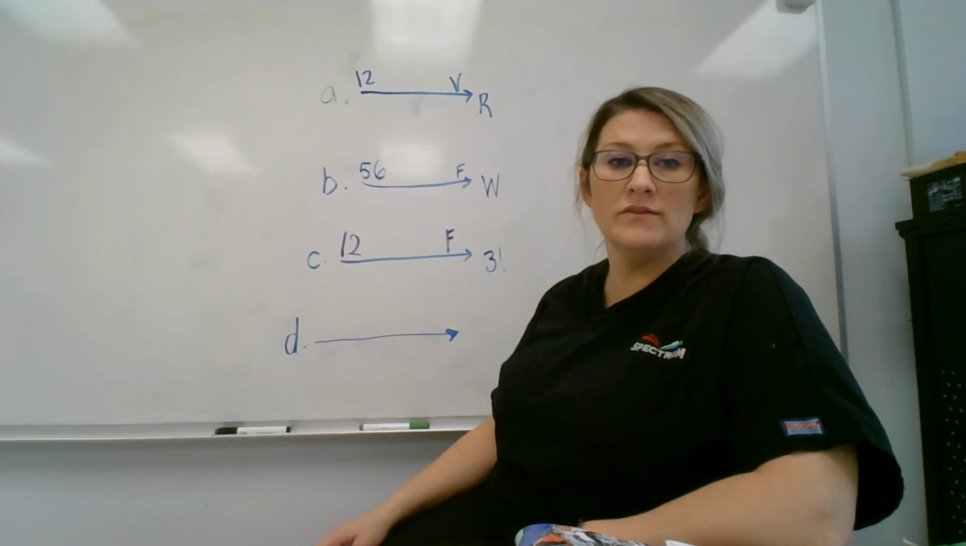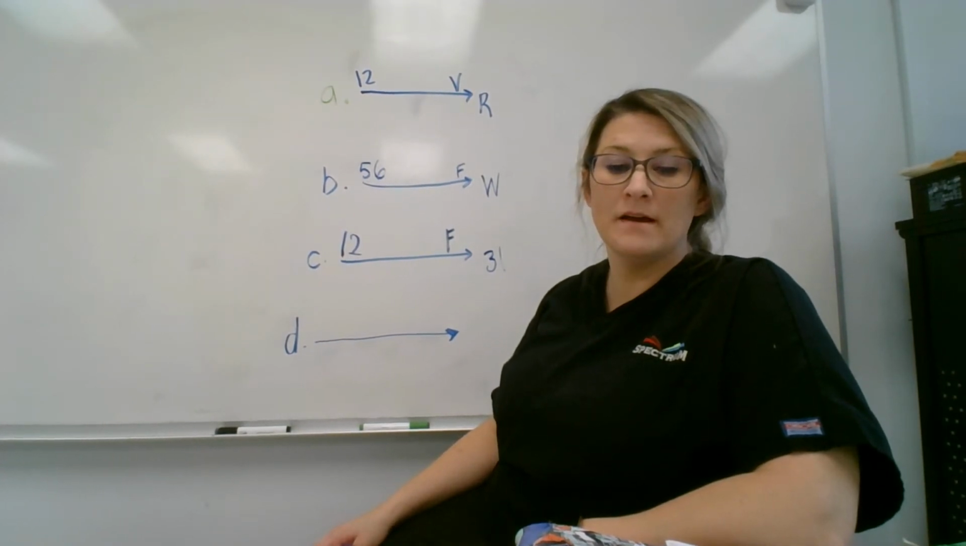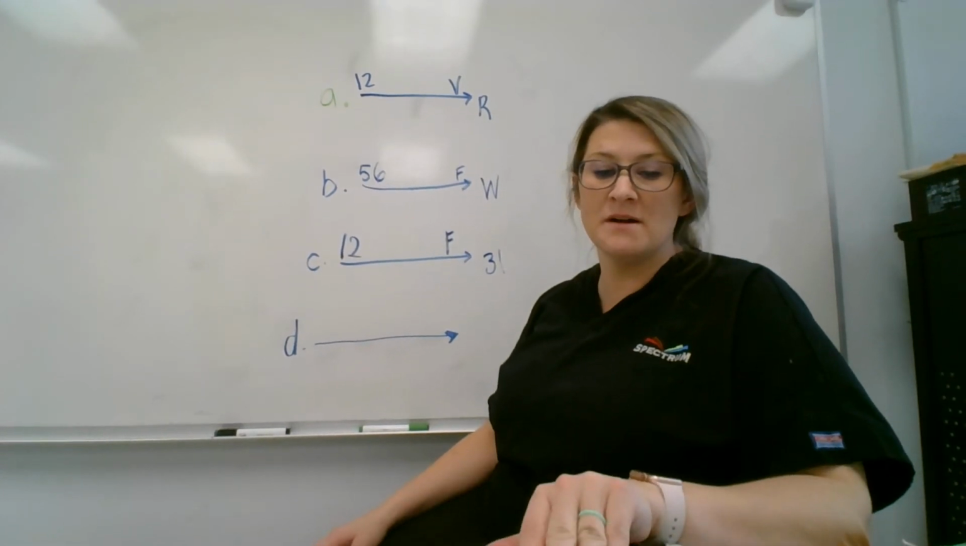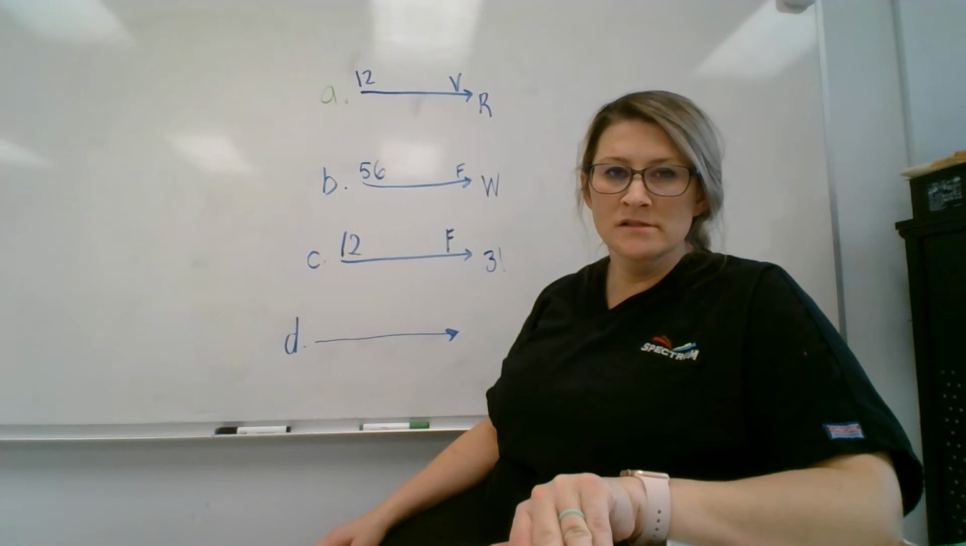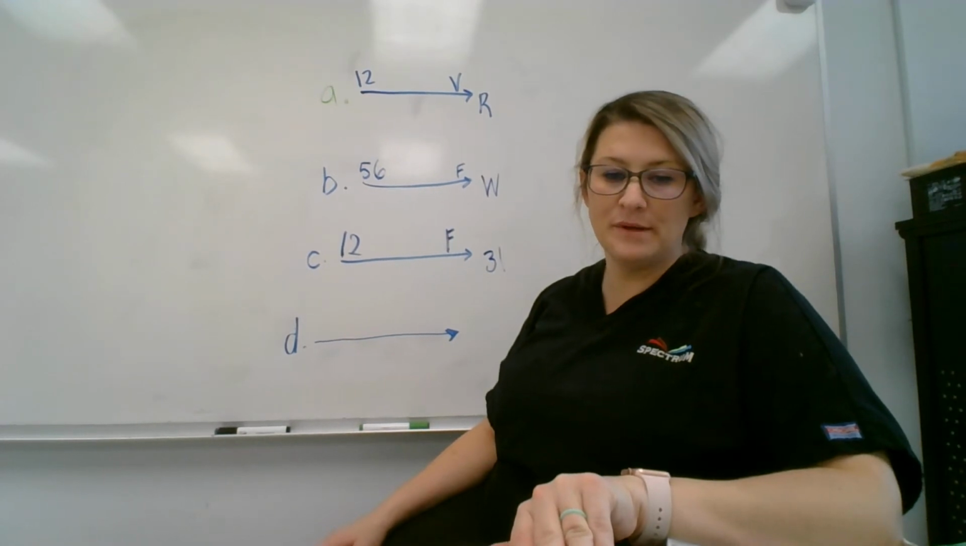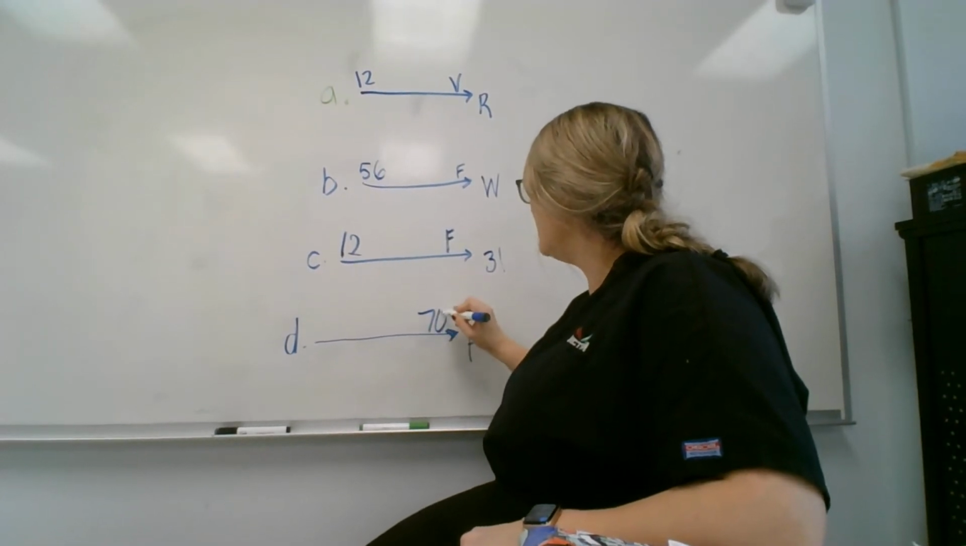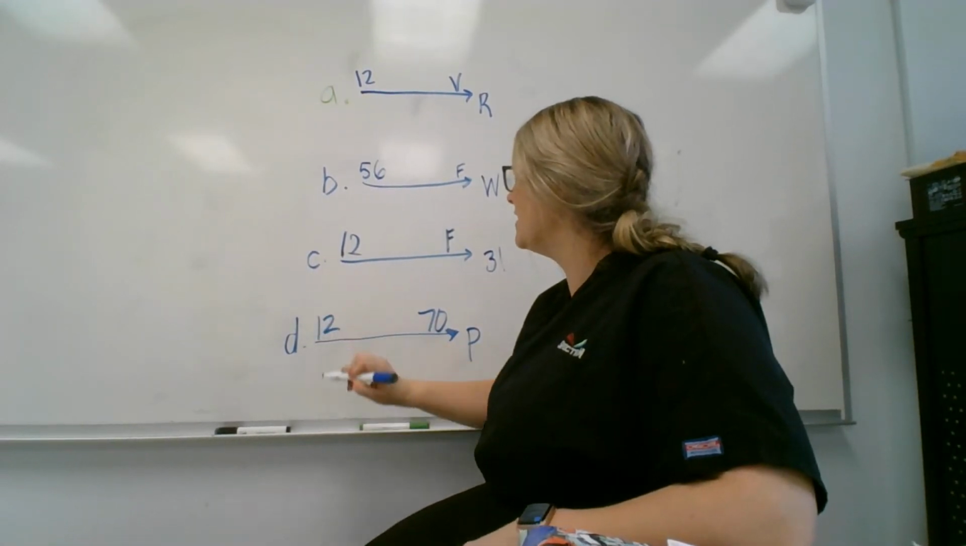70 is 12 less than P. So I have 70 is 12 less than P. If I read it without the difference number, 70 is less than P. P is my big number, 70. And then my difference number goes here.